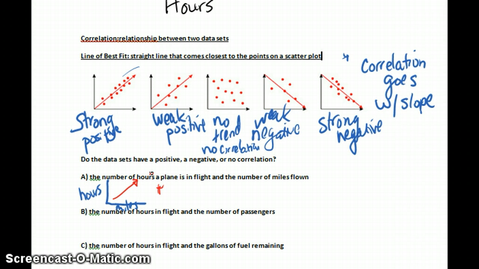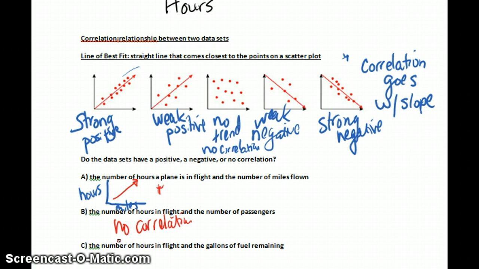B, the number of hours in a flight and the number of passengers. We have to ask ourselves, is there a trend or a correlation, a relationship between these? There could be 4 people on a short flight. There could be 4 people on a long flight. There could be 200 people on a short flight, 200 on a long flight. These numbers could be all over the place. So this one is no correlation. We cannot tell anything just simply looking at these two data.